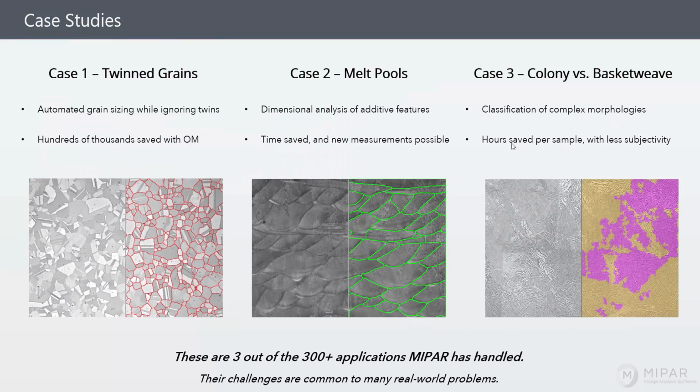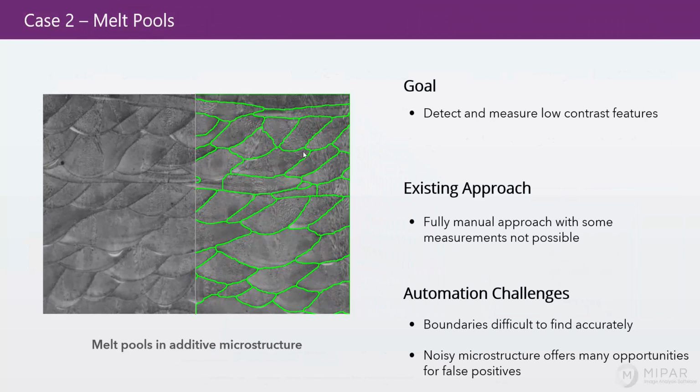We'll move on now to an additive application, recognizing and measuring melt pools. This embodies many of the same challenges that we just saw, complex, often subtly defined features that software can have some difficulty recognizing. We're going to add an additional level of complexity here in terms of a measurement challenge, which involves estimating the degree of overlap between neighboring pools.